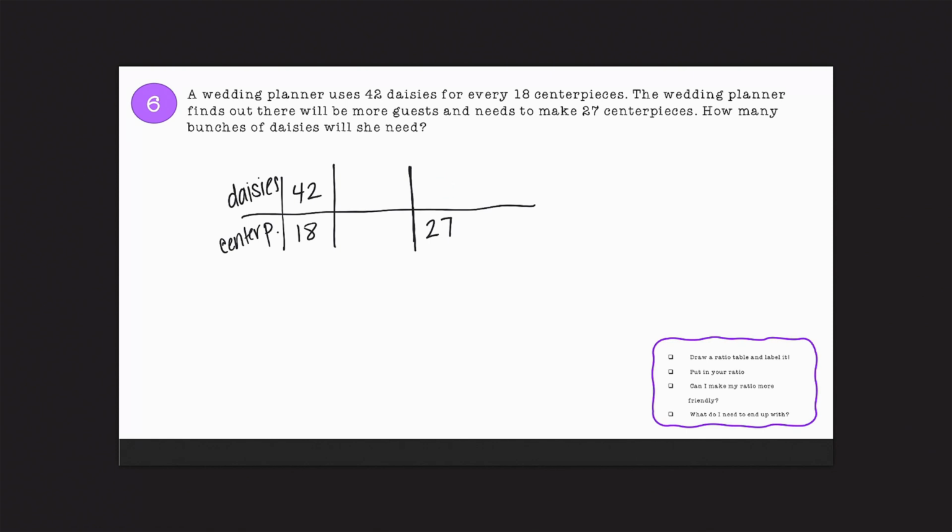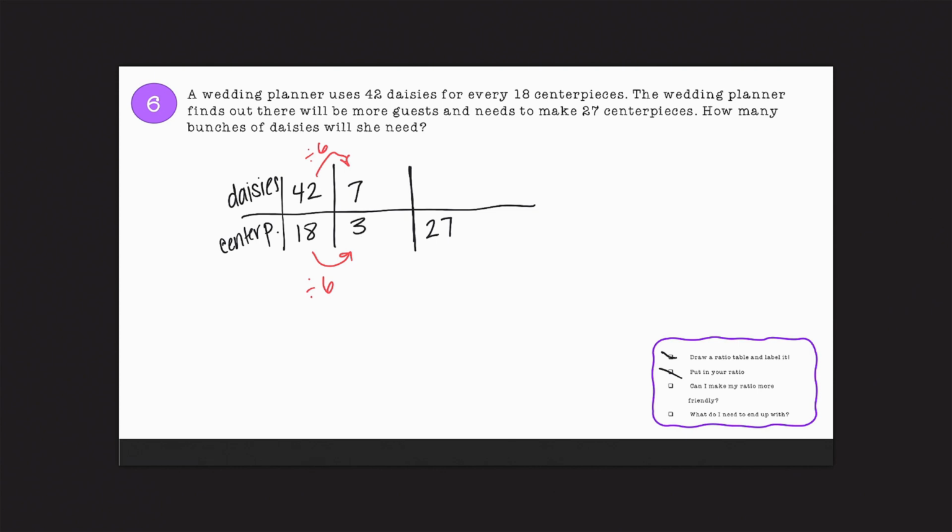So first, we've already done this. We've drawn our ratio table and labeled it. We've put in our ratio. Now, let's go ahead and make this a friendly ratio. What am I going to divide it by? What goes into both 42 and 18? That's the greatest factor that they share. In one of my classes, someone said, well, 2 can go into 42 and 18. And that's true, but it's not the greatest amount. There are bigger values that can go into both 42 and 18. And to make this work the best, we need to find the biggest number. So 6 is one that goes in well. So 42 divided by 6 is 7, and 18 divided by 6 is 3.